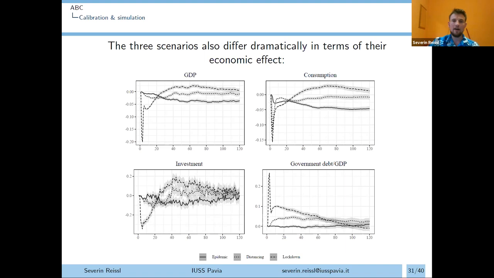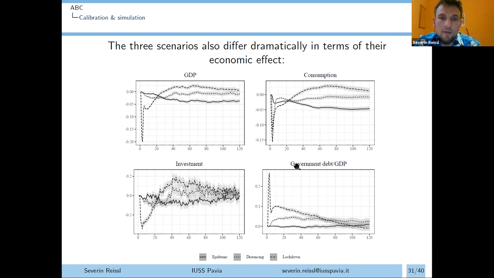And yeah, the rest of these four graphs give a similar picture. You can see that under the lockdown scenario, government debt as a ratio of GDP goes up quite a lot and then only comes back to its baseline level very, very gradually.